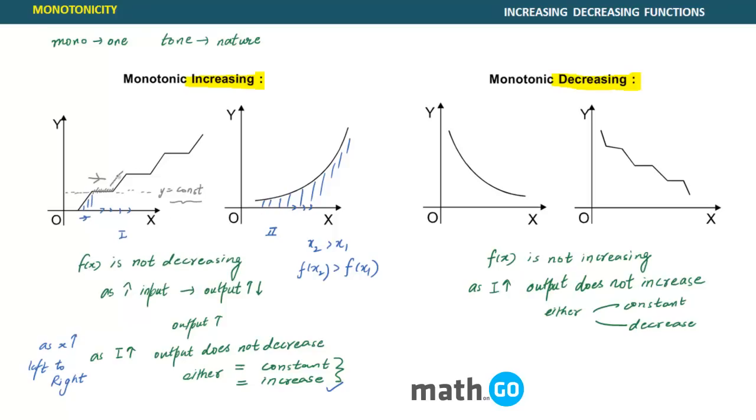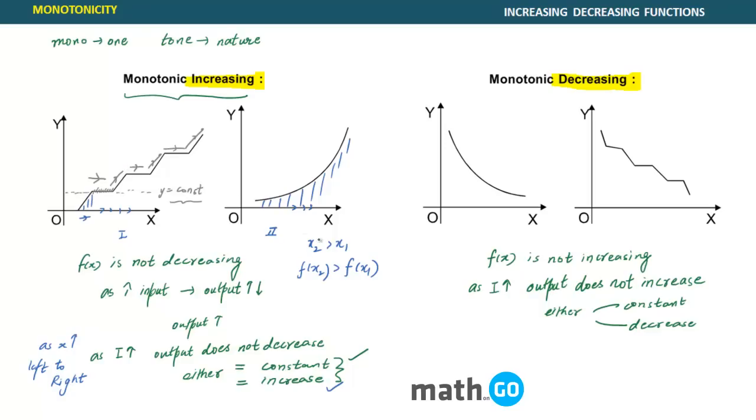Again, you see the value of y starts increasing, then it becomes constant again, then it increases again, then it becomes constant again, then it increases again. But at any point, does it decrease? It does not decrease. So this satisfies the other condition we talked about: either it will be constant output or it will increase. So both these diagrams satisfy the definition of a monotonically increasing function.